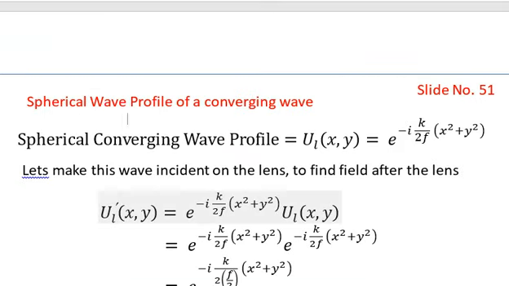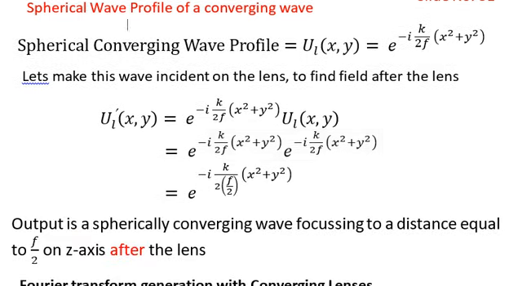Spherical wave profile of a converging wave. So the spherical wave profile of a converging wave, in the form of the input field incident on the lens, can be written as U_l of x comma y equal to e to the power minus iota k over 2f. Within parentheses we have x square plus y square. Let's make this wave incident on the lens to find the field after the lens. So we are using the same formula, that is U_l prime is the field after the lens, and on the right hand side we have U_l, which is the field incident on the lens, and between them we have the phase transmittance function of the lens.